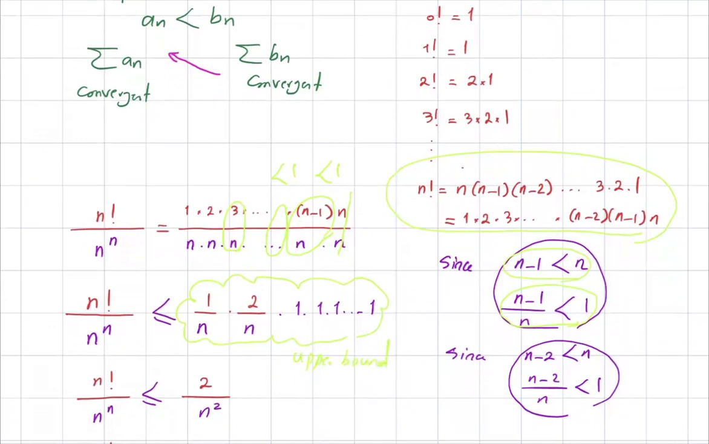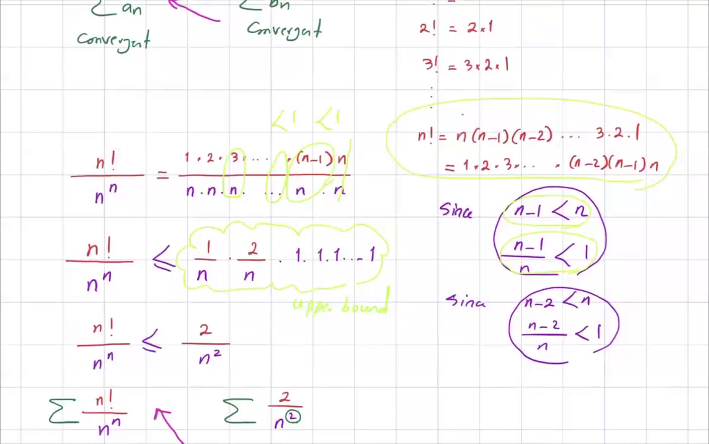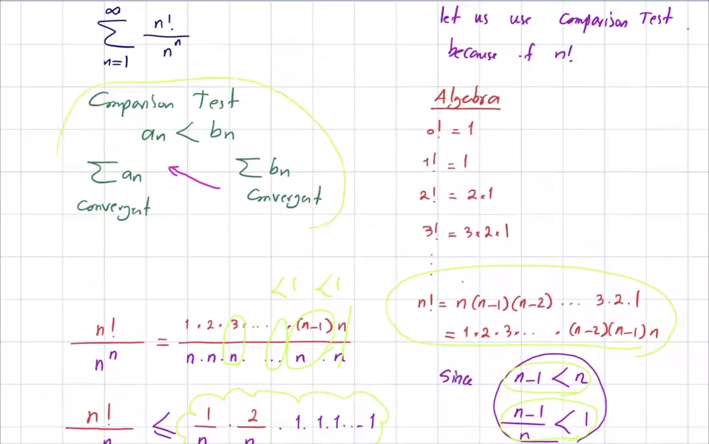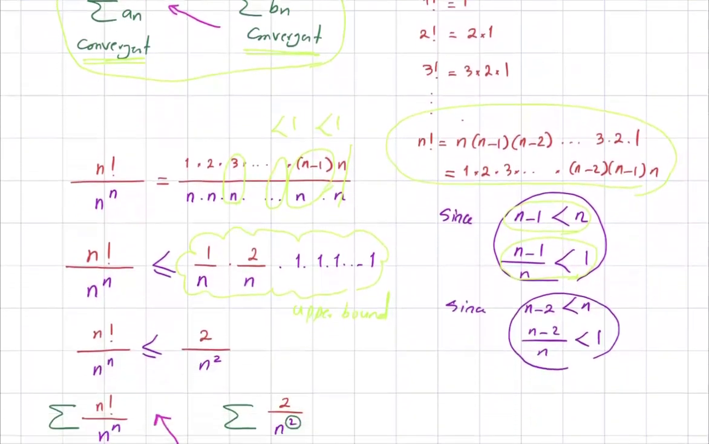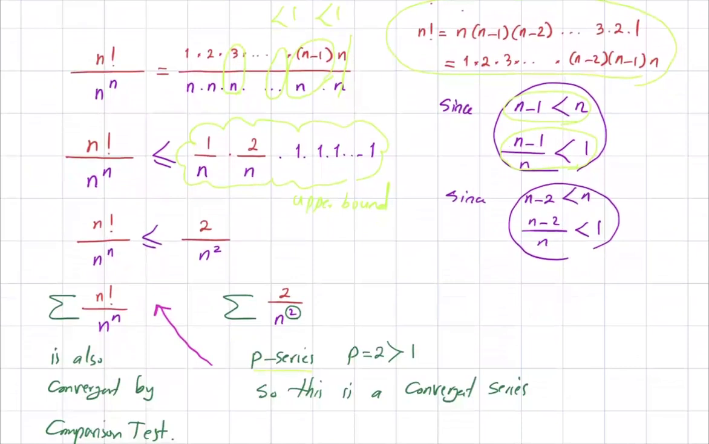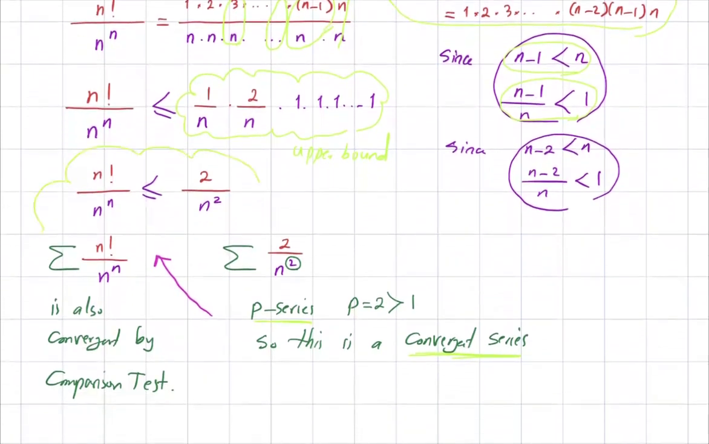So now that you found the upper bound, you can compare n factorial divided by n to the n by 2 divided by n squared. This is comparison test. Comparison test says if the larger series is convergent, the smaller series must be convergent as well. But here we have a p-series. For this p-series, p is equal to 2, which is more than 1. So this is a convergent series. So indeed, the smaller series must be convergent as well. So we just showed that by using basic algebra and p-series convergence, the convergence of the larger series guarantees the convergence of the smaller series as well.